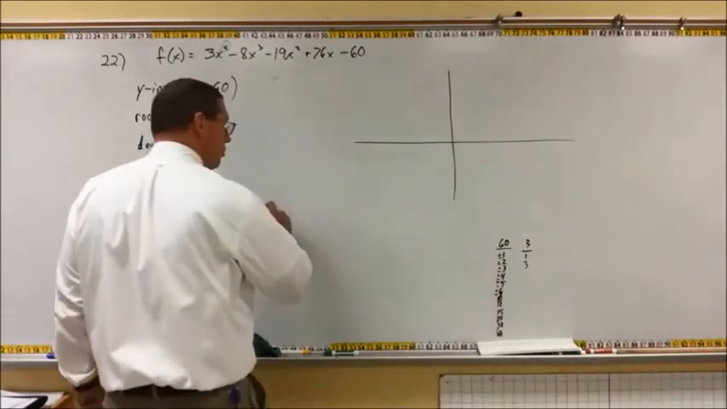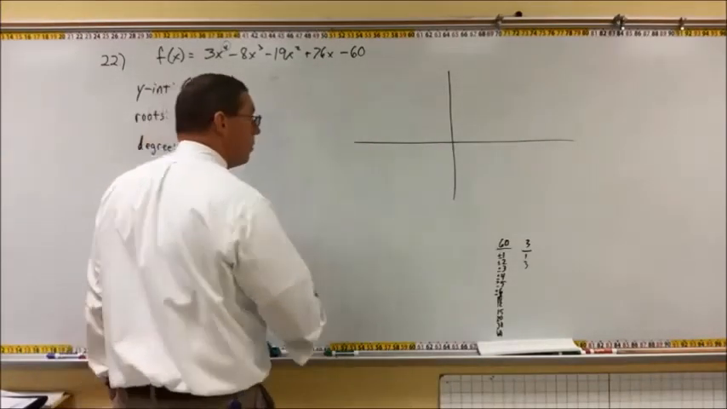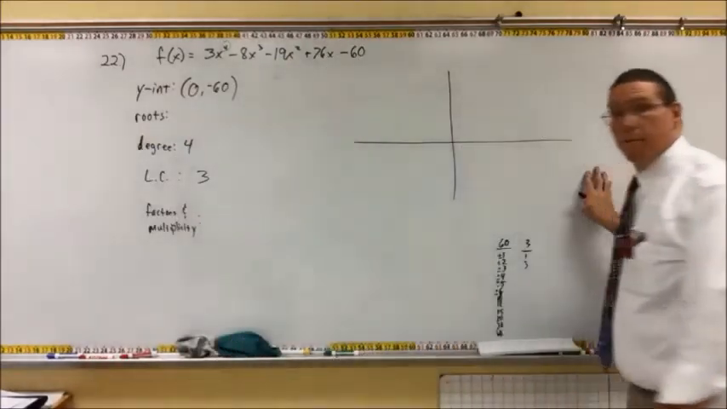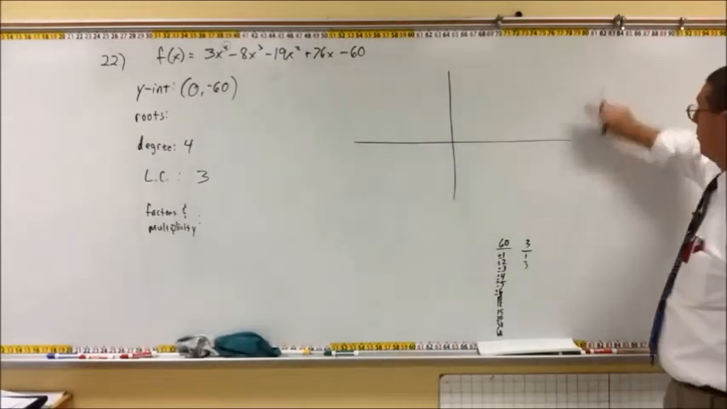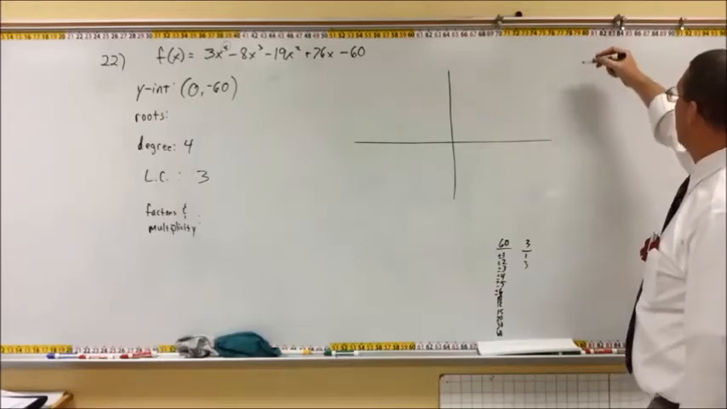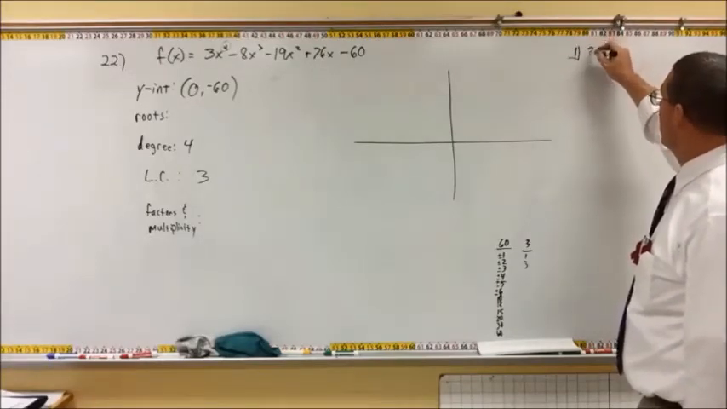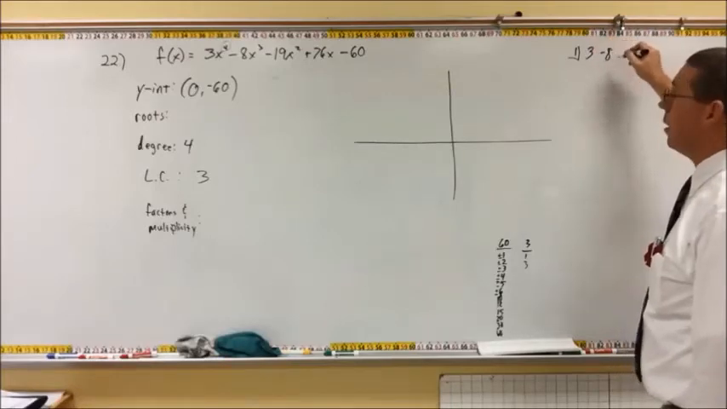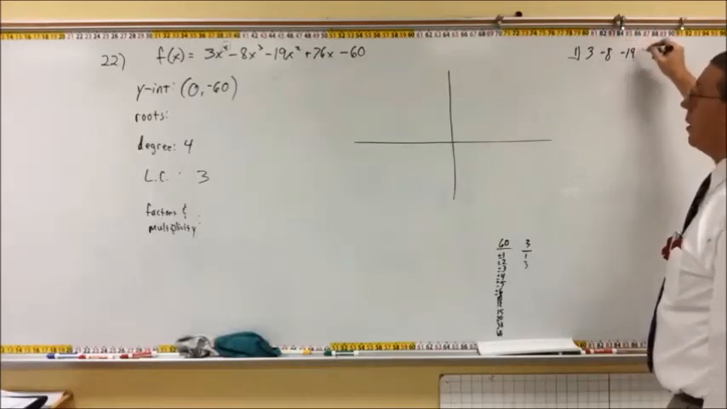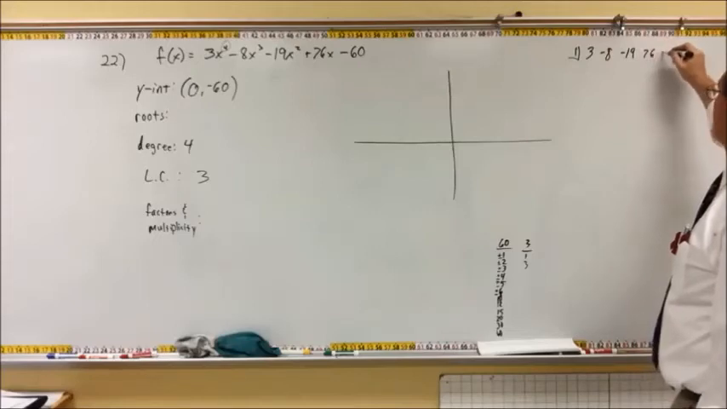Let's go down here. I'll try 1. Nope, I can't do it there. I'm running out of space here. A little bit? I'll do it right here. Let's make the graph a little bit smaller. So I'll do 1 here, and my numbers are 3, -8, -19, 76, and -60.